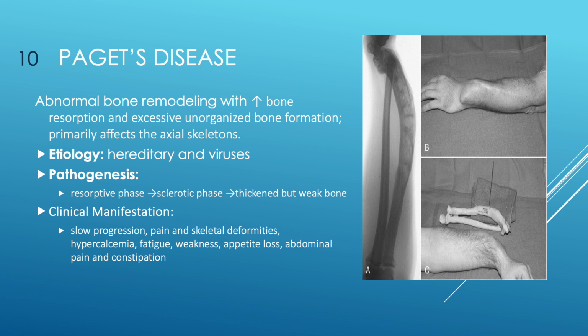Paget's disease progresses slowly and is often asymptomatic. Common symptoms include bone pain and skeletal deformities, hypercalcemia, fatigue, weakness, and loss of appetite, abdominal pain and constipation. Complications may arise from bone deformities, fractures, arthritis, nerve compression, or ischemia due to altered bone structure.